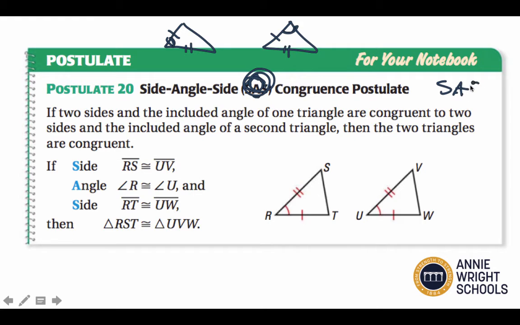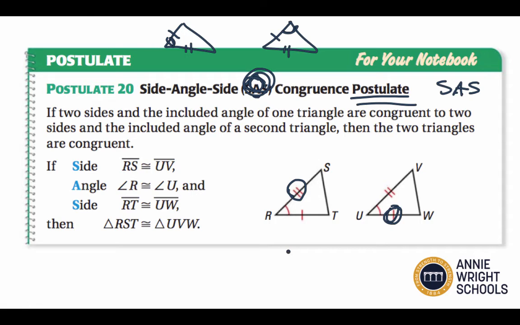Notice side angle side is also a postulate. It is not something that we can prove to be true. It has to go in this order. If you pick what you know, a side, and go counterclockwise around, it goes side, angle, side. Same thing if you started here. You would go side, angle, side. So order really matters. Good?